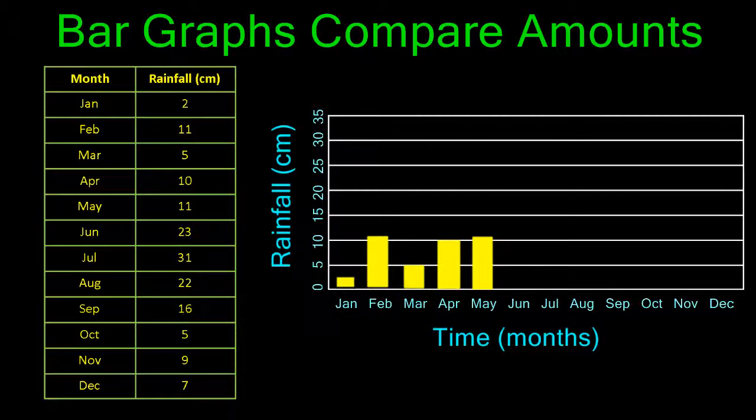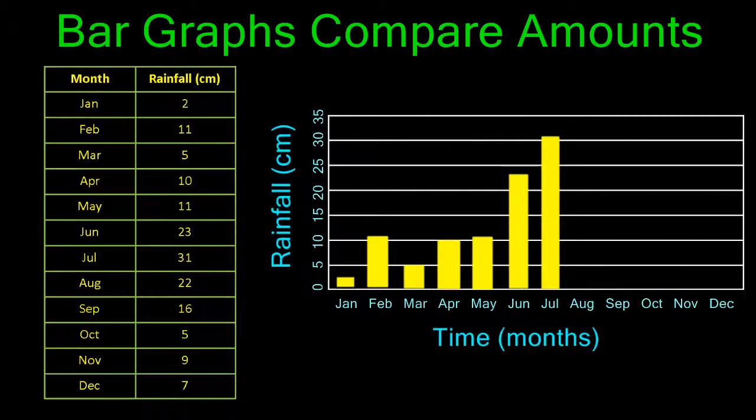In June, we see 23 centimeters of rainfall. That's quite a bit. So we go to June on the x-axis, and we'll count those lines upwards: 5, 10, 15, 20, and then we just need to go a little bit higher than 20 to make it look like 23 centimeters. In July, we have our largest data point, 31 centimeters. So we're drawing a bar that extends upwards just above that 30 centimeter line.